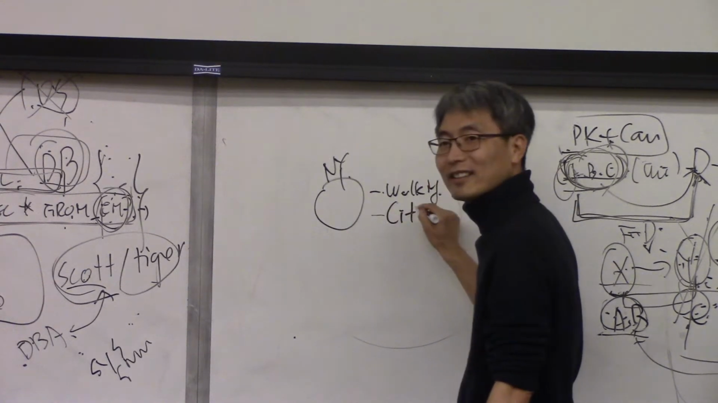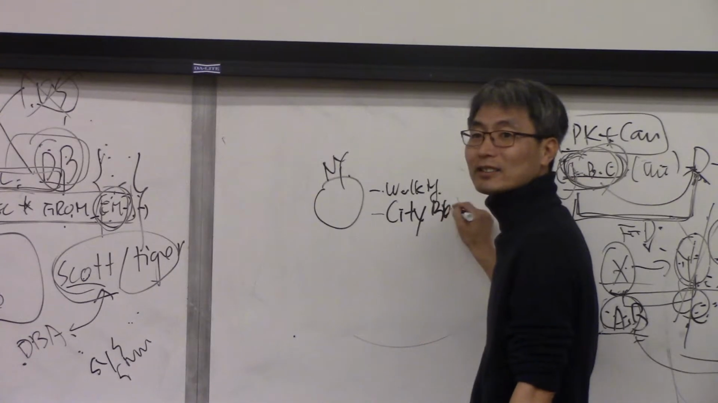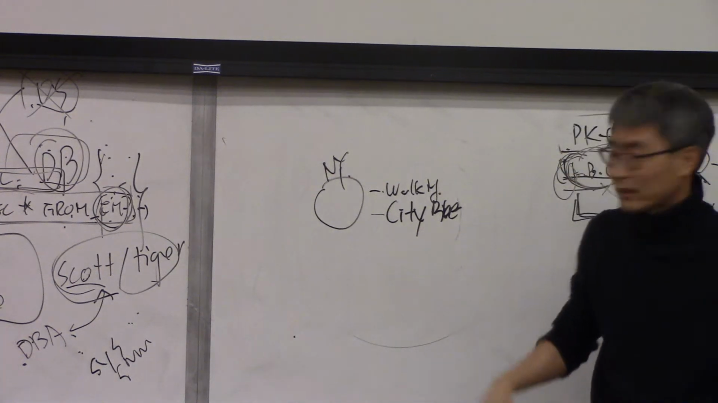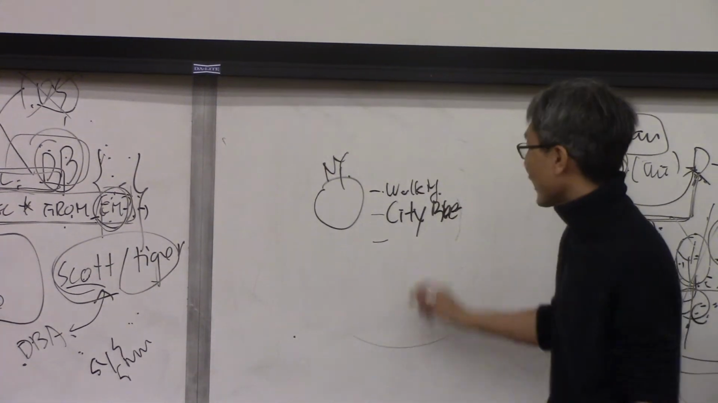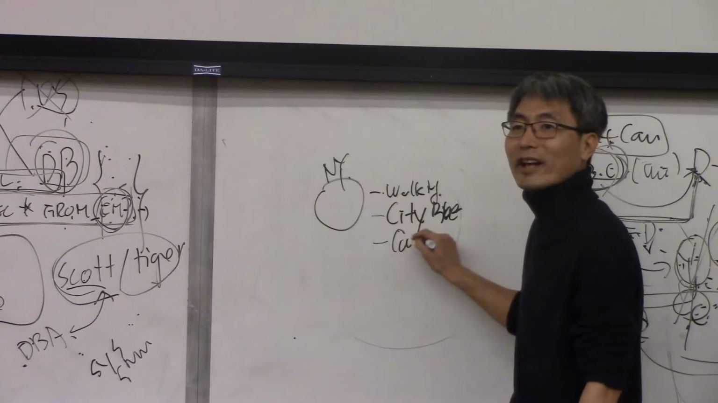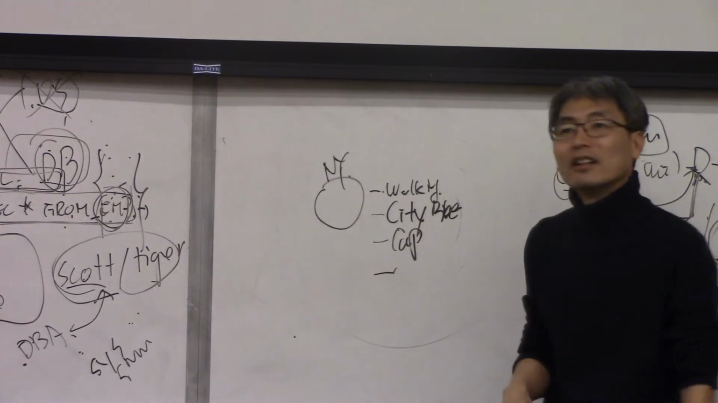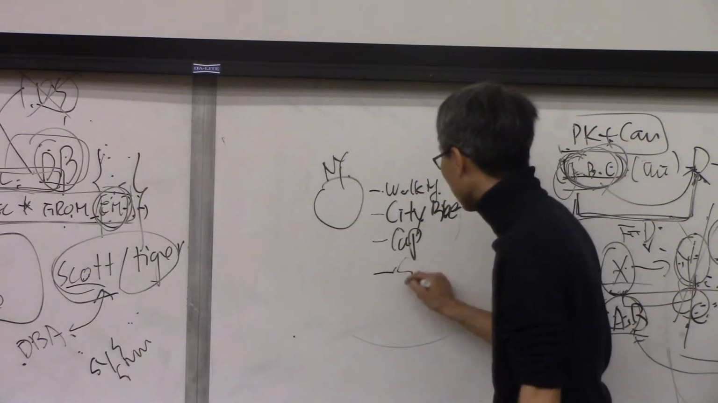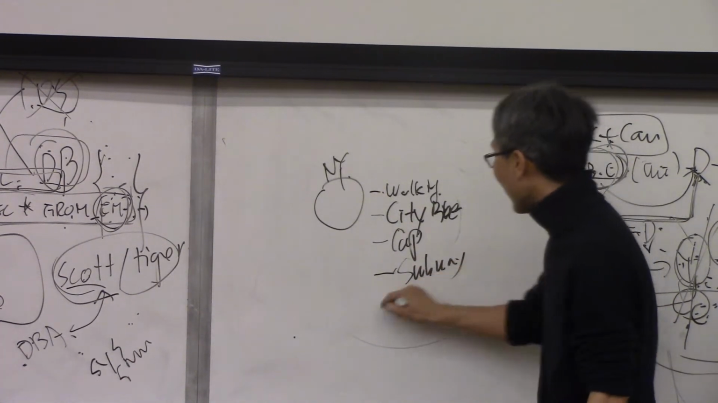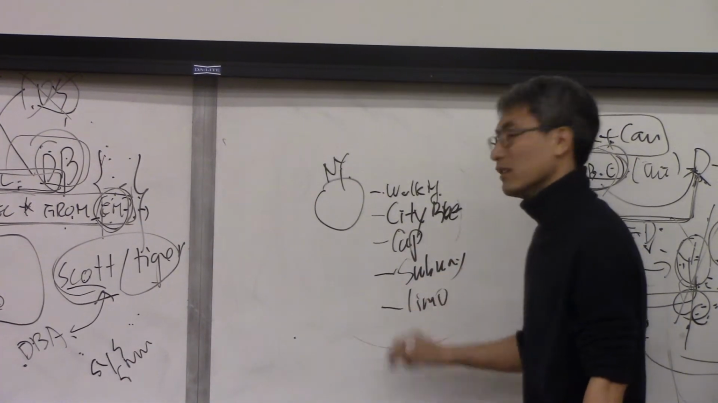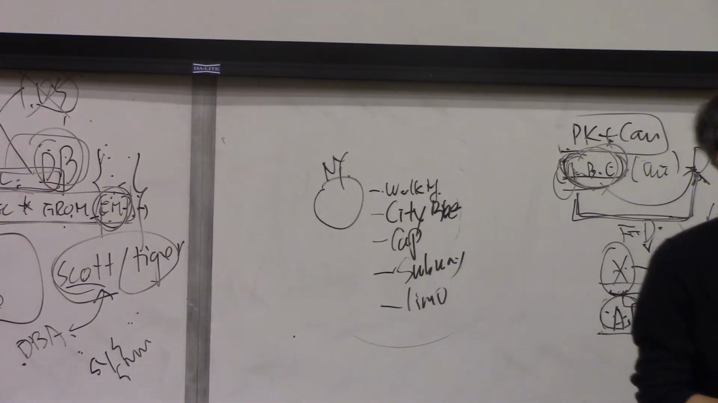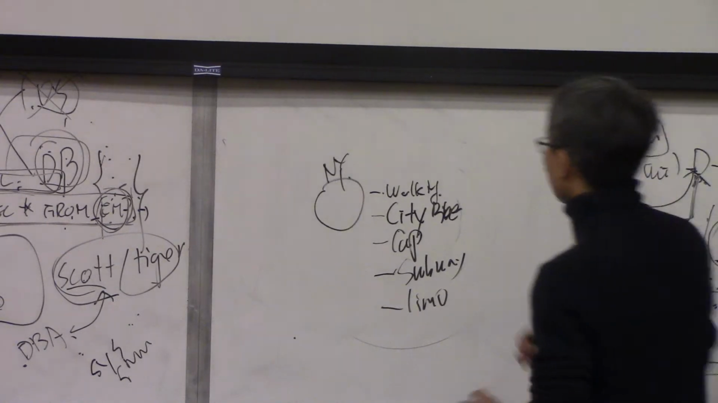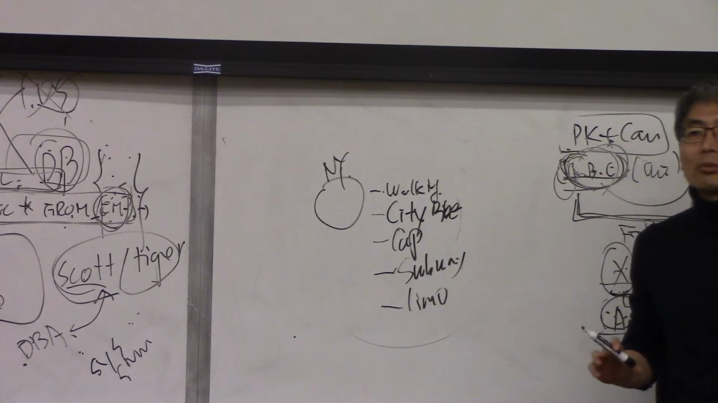There's a city bike, so you can travel by bike. And if you really have money, you can always take the cab. And you can take the subway or limo. Okay, that's it, 5 different ways. So when you travel to any city, you can use one of these ways.